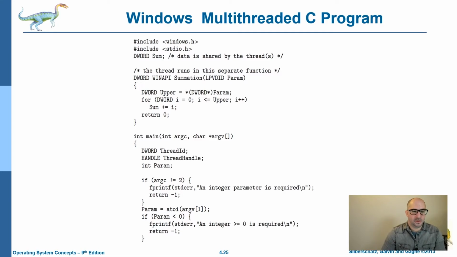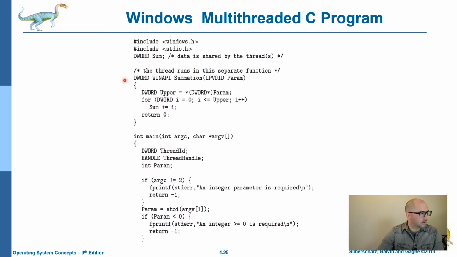For Windows, the API is similar, though it's just a little bit more verbose. So in our example here, for the same summation program, our shared data is our DWORD, our sum. That's a native size of a word on this particular architecture, which will be 32 bits. And here we're using the particular Windows API to denote the storage and symbols.